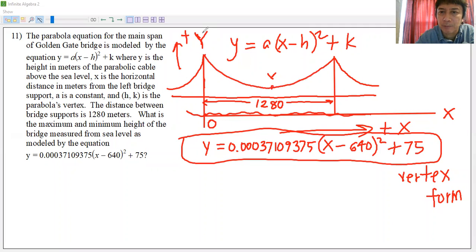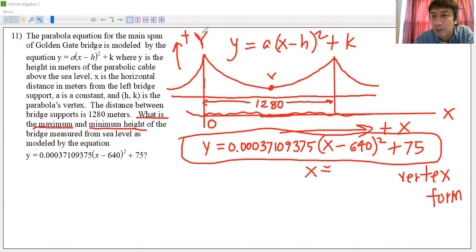That is from here up to the sea level there. Okay, that's the 75. Now we're actually looking for the minimum height and the maximum height. What is the maximum and minimum height of the bridge measured from sea level as modeled by the equation?